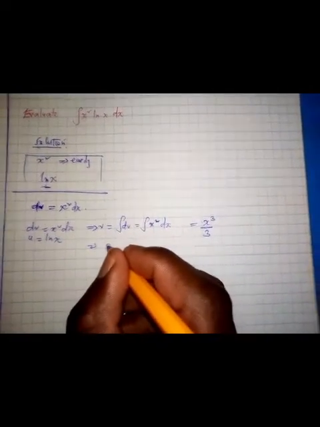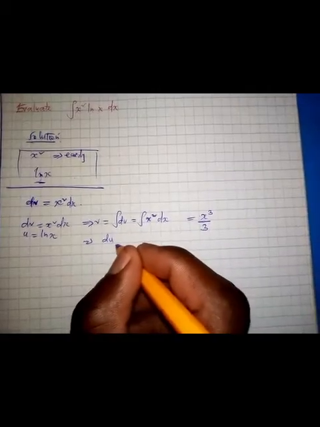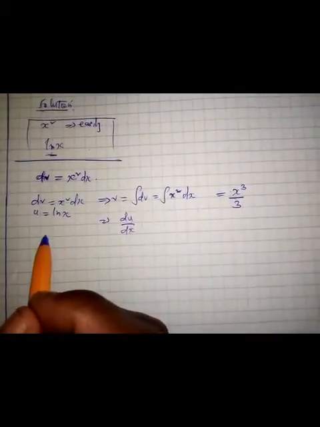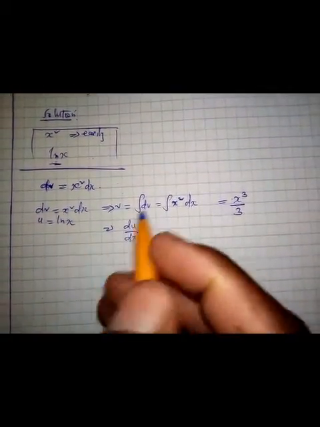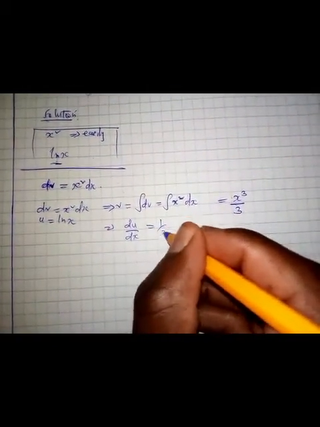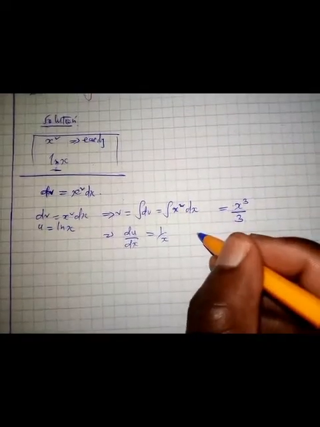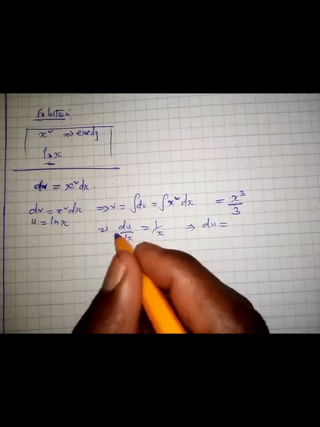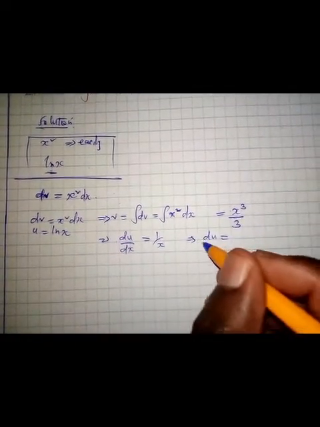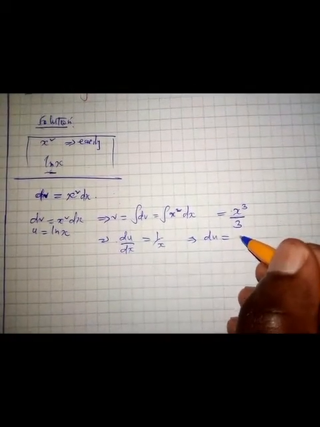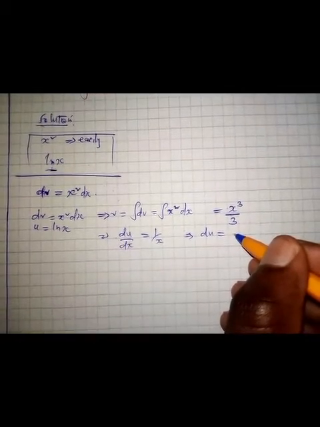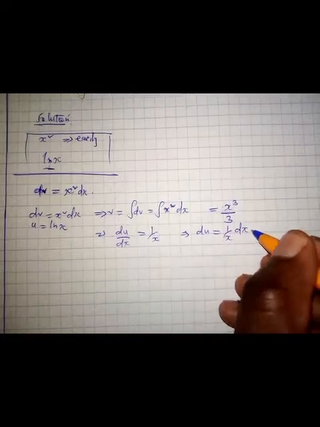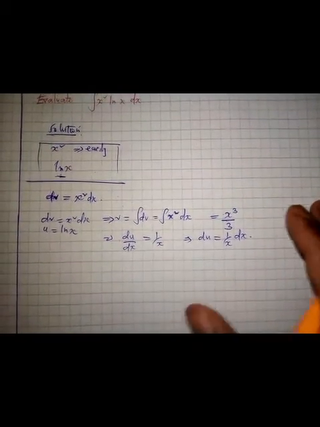Then our u is ln x, so du over dx, when we differentiate ln x, we get 1 over x. So if we multiply both sides by dx, we get du is equal to 1 over x dx.